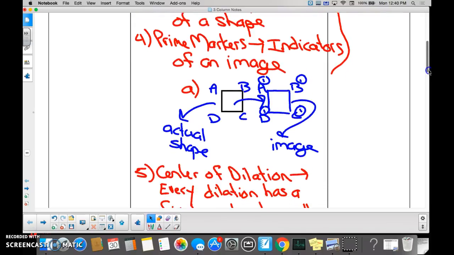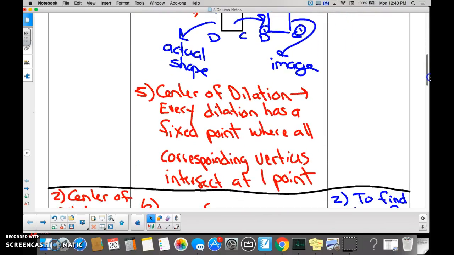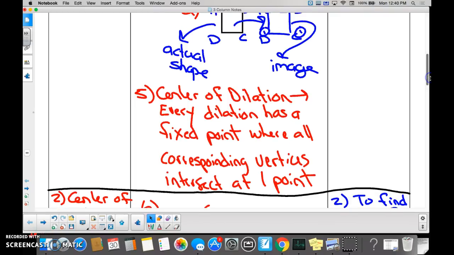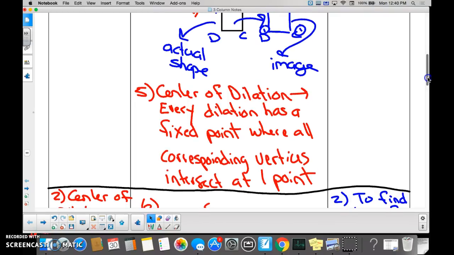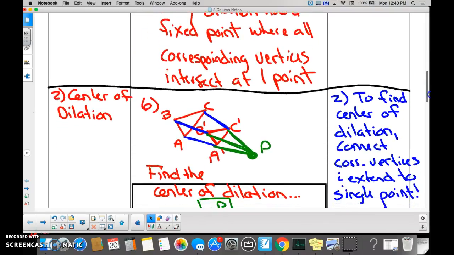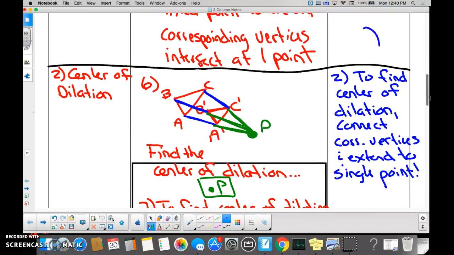Okay, and number 5, center of dilation. Very important word. Very important procedure. It is the challenge that came with this lesson. All right, so center of dilation. Basically what we said here, I'm going to go over to the cheat sheet idea. To find center of dilation, connect corresponding vertices and extend to a single point. So I have point A, I have point A prime, I have point B, I have point B prime, I have point C, and I have point C prime. Connect the dots, connect the corresponding vertices, extend it out, you will find your center of dilation.